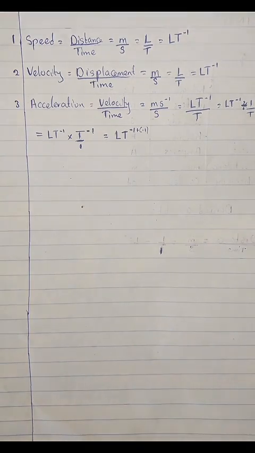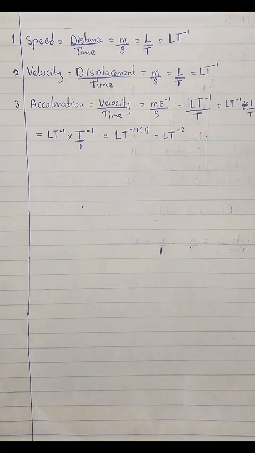Next thing you have to recall is indices. When two bases are the same, what do you have to do? You have to just pick one. So we have L and we have T, T. So we have two T's here. So pick the L and pick one of the T, and add their powers. -1 plus -1 gives us -2. And this is our final answer. So this is the correct dimension for acceleration.